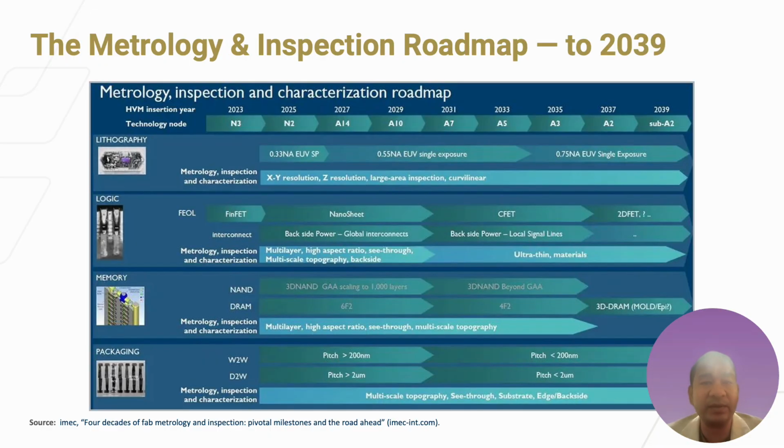This is the detailed version of that future, again from IMEC. Across the top are the years and the technology nodes running out to 2039. Each row is an entire area: lithography, logic, memory, and packaging. And under each one, you can see the specific measurement challenges coming: measuring taller stacks, seeing buried features, checking curved shapes, and inspecting the whole wafer fast.